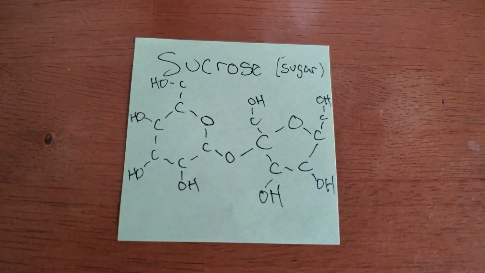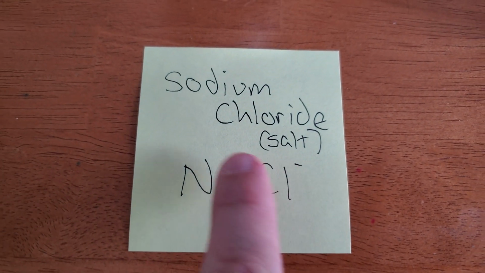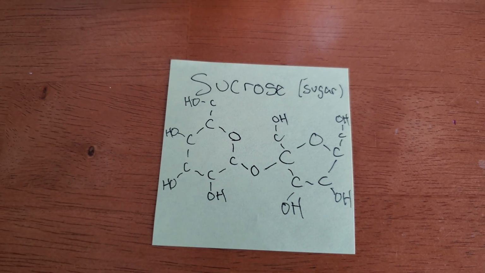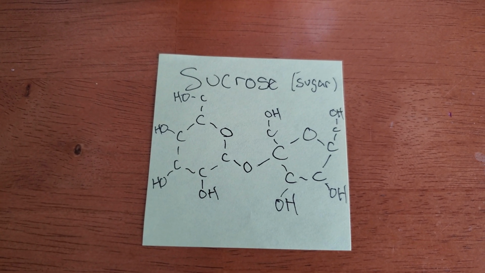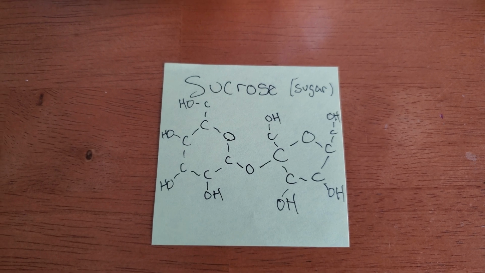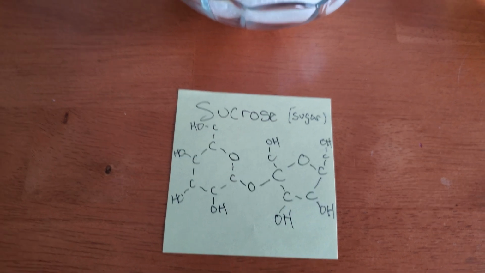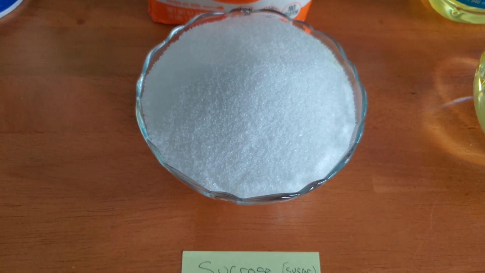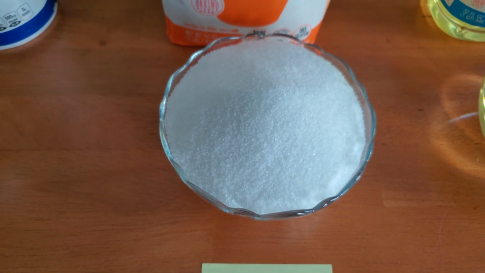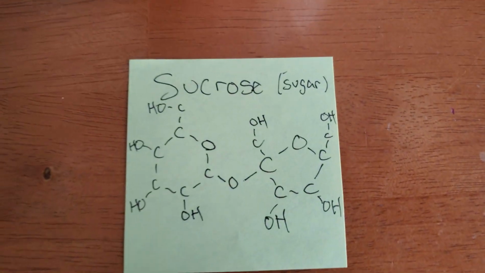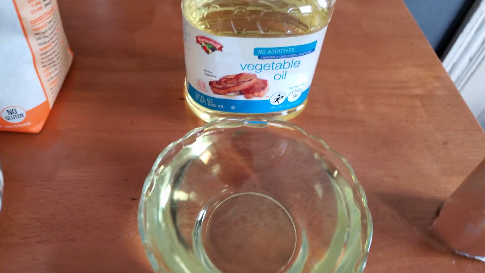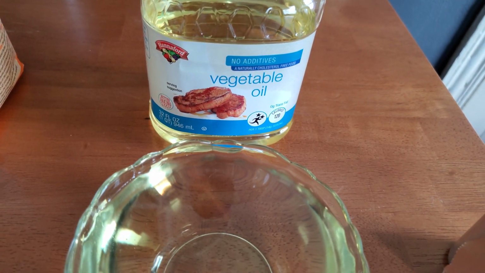That's because it has a lot more atoms in it. Sodium chloride only has sodium and chlorine. Sucrose has all of these carbons, oxygens, lots of hydrogens. So to get to 1 mole of it, it looks like a lot more. In this bowl now I have 6.02 times 10 to the 23rd of those molecules.